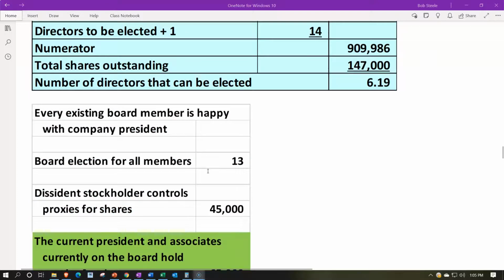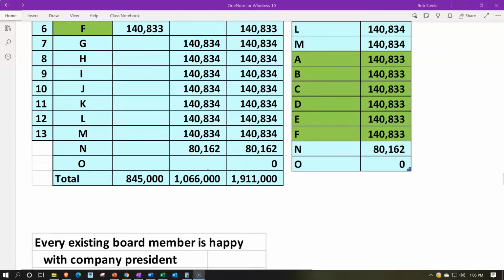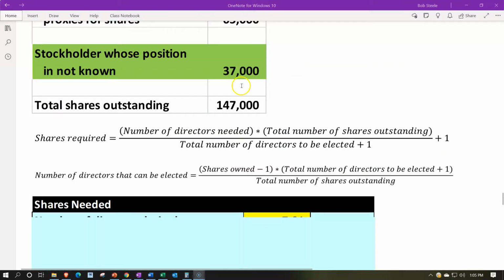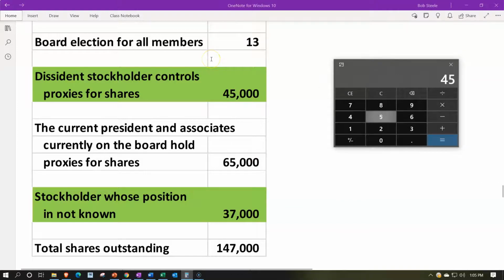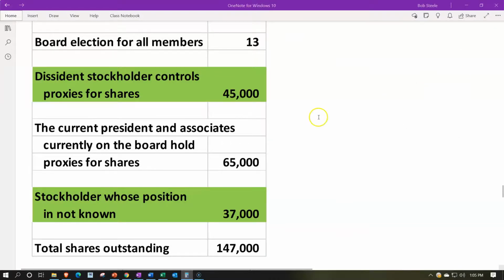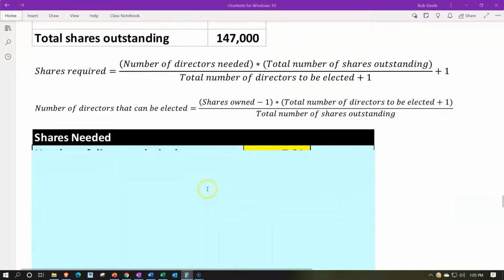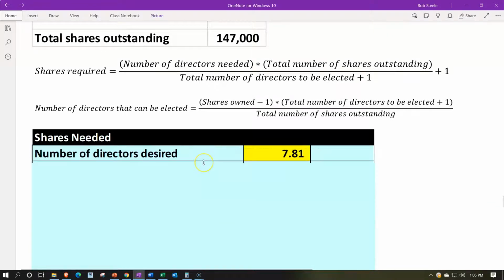But let's do one more down here, and let's just assume that on the dissident side, they're able to pick up all 37,000. So now on the dissident side, they had 45,000, and now they're able to pick up the 37,000. So now they're at 82,000 controlling. If they could do that, what would happen? Same calculation down here, but now with the 82,000, it's going to come out to 7.81.